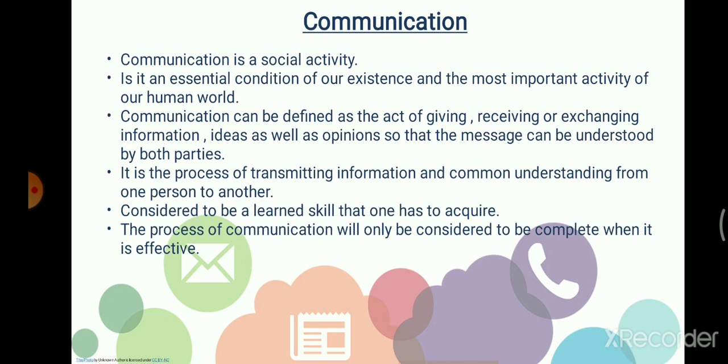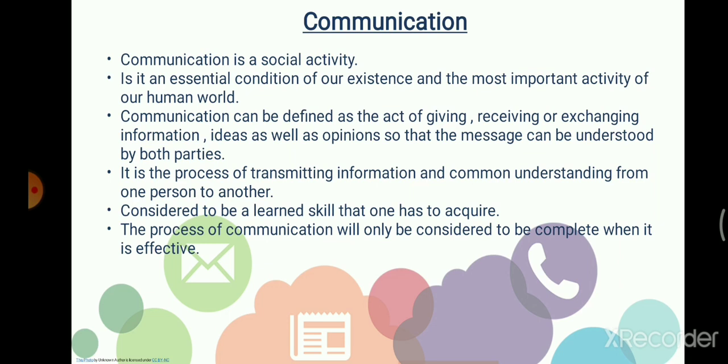This is just a reminder of what it is. It can be defined as the act of giving, receiving, or exchanging information. It's a dynamic process. There is a to and fro movement happening of ideas as well as opinions, so that the message can be understood by both parties. This is what results in effective communication, which we are going to discuss shortly. It is the process of transmitting information and common understanding from one person to another.